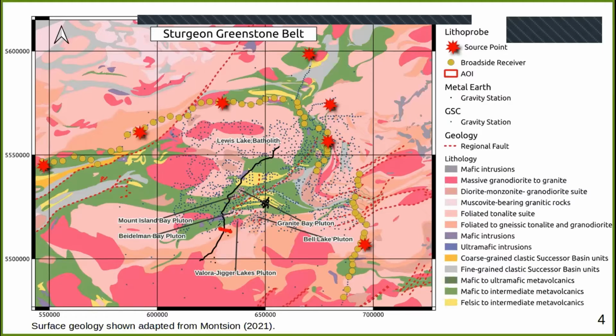And the blue dots are the GSC gravity stations, and the black dots, which are forming a line in this image, are our Metal Earth gravity stations. And that same line has our reflection seismic receivers on there. And then also showing some more of the wide angle shots and receivers in the area.